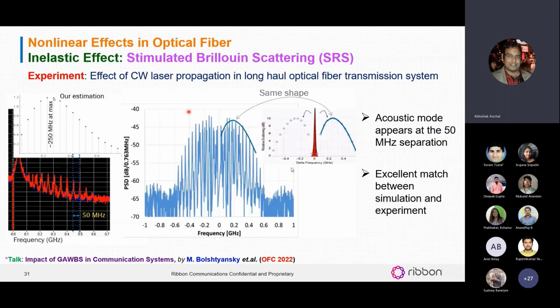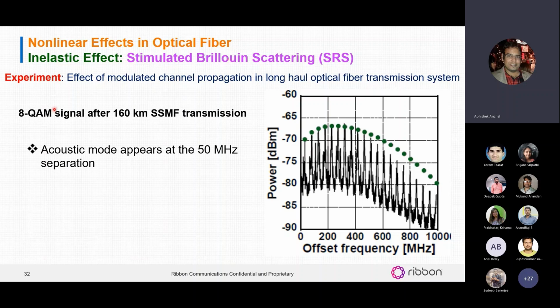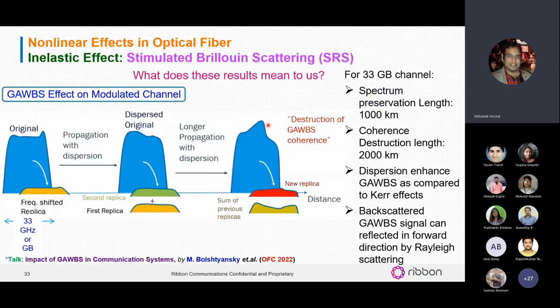They also tried an experiment, and they found a similar thing. Further, they did comb transmission for 160 kilometer SSMF, and still they found this. You can see these modes, which are at exactly 50 megahertz. So these modes are present within the modulated channel as well. So this means it could be problematic for us as well.